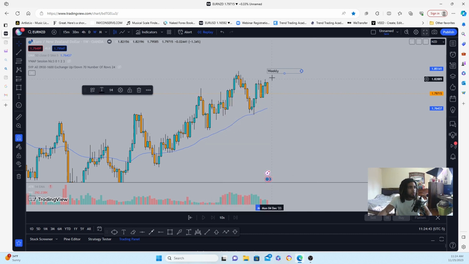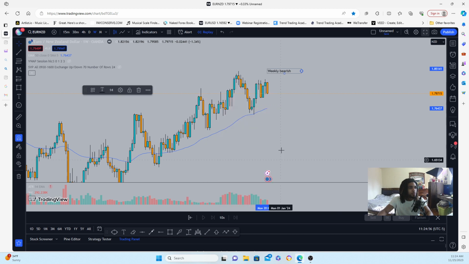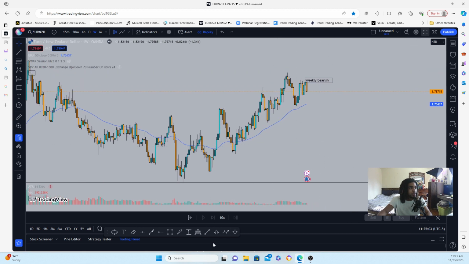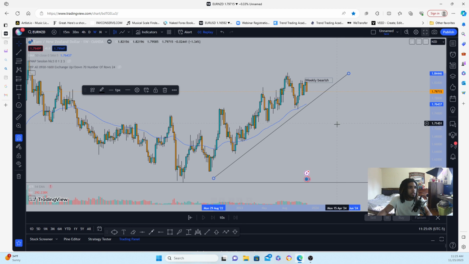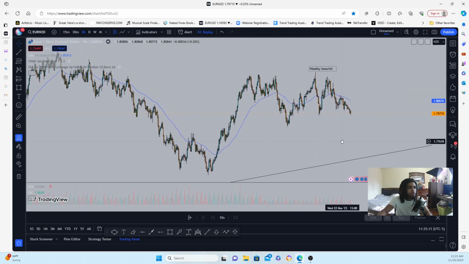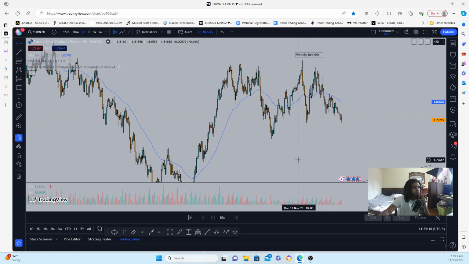So weekly, oops, weekly bearish. The first thing I do is I mark what the weekly is looking like, the previous weekly. Obviously, we're in an uptrend, so I might add this little thing just to remind me when I go back down to the 4 hour. We're in an uptrend overall on the weekly. Okay.